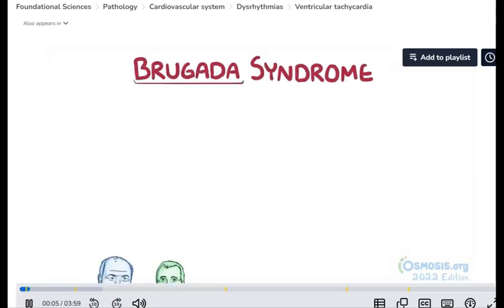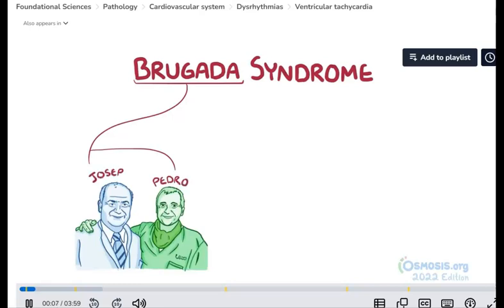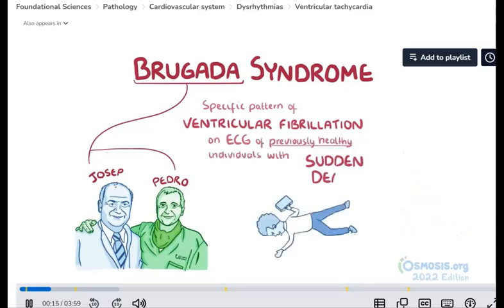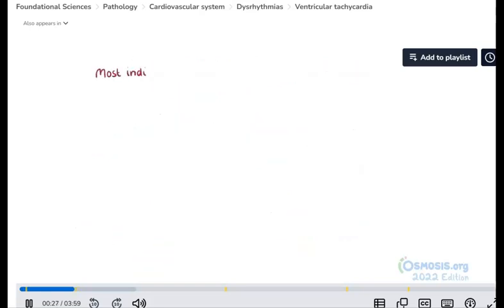Brugada syndrome is named after 2 Spanish brothers, Pedro and Joseph Brugada, who recognized a specific pattern of ventricular fibrillation on the electrocardiogram, or ECG, of previously healthy individuals who had a sudden death. They identified this as Brugada syndrome, and found that some cases could be traced back to a specific genetic cause. Many individuals with Brugada syndrome don't have an identifiable genetic cause, but in some individuals there is one.